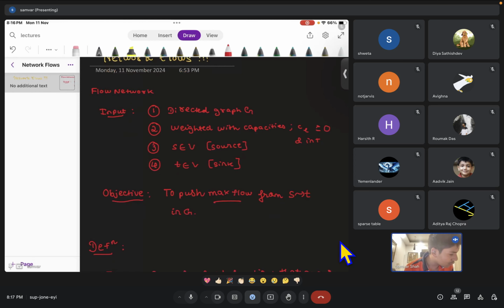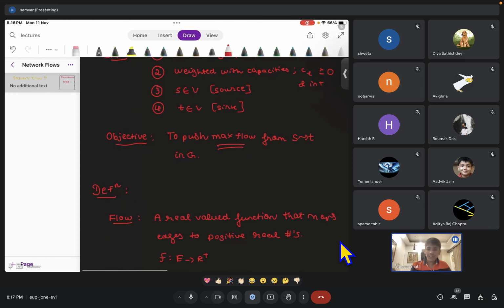So what is max flow? Okay, first let's define what a flow is. A flow is a real valued function that maps each edge of a graph to a positive real number. That is, it's a function from E to the positive real numbers. What this means is, each edge that you have is associated with a certain real valued number. This might sound a bit vague, but as I explain with the help of examples, you will be able to understand what a flow is.